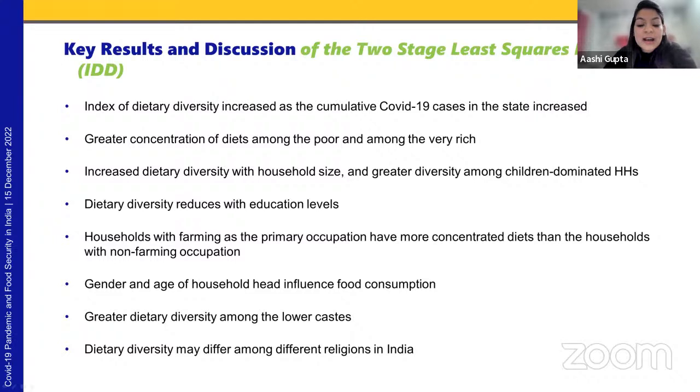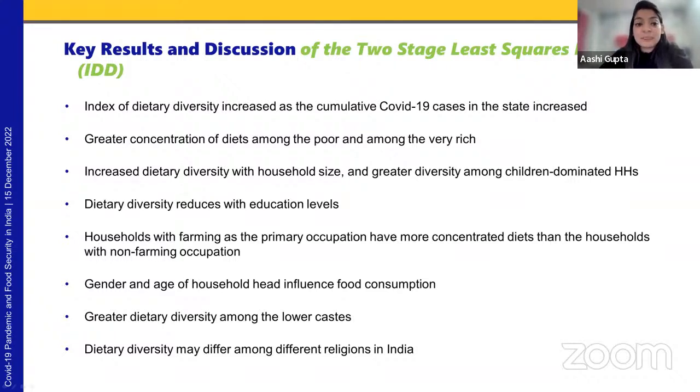We also see that households with farming as a primary occupation have more concentrated diets than the households with non-farming occupation. A plausible explanation behind this could be that the former are likely to have higher calorie requirements based on vigorous physical activities. In addition, small farmers tend to produce and consume just a few food commodities. So basically, they are only consuming what they are producing because it's, again, cost effective.